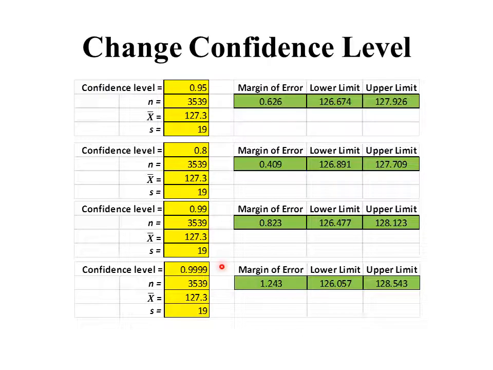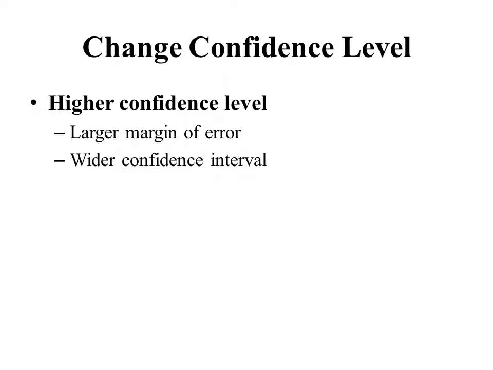Now let's choose an even higher confidence level, 0.9999, so we're at a 99.99% confidence level. And look what that does to the margin of error. It went up to 1.2, and we have now a much wider confidence interval. And so what this illustrates is that if we choose a higher confidence level, then we have a larger margin of error and a wider confidence interval.